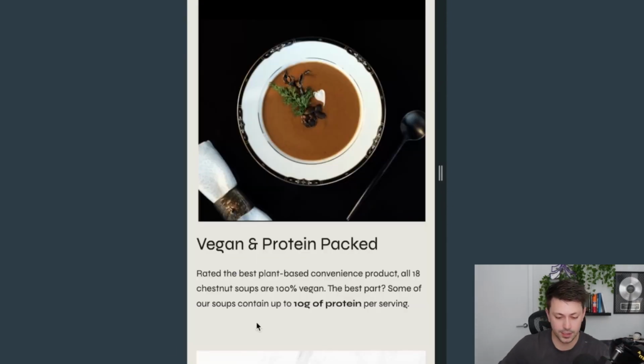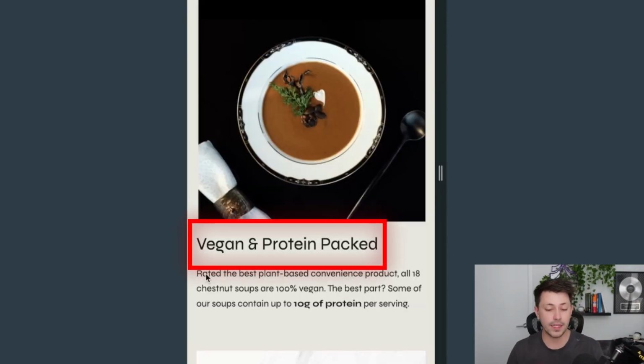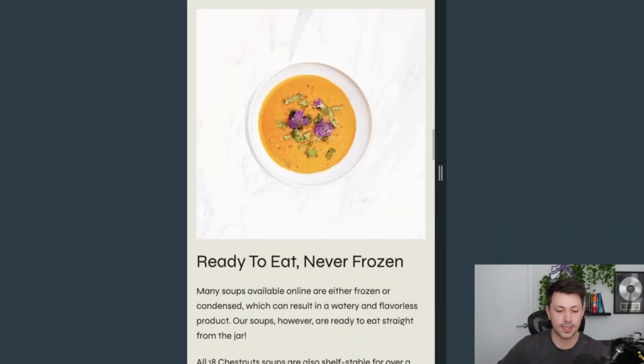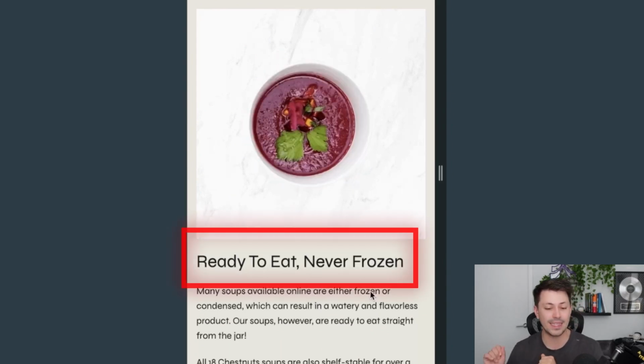And then the final two sections we have here, number one is the vegan and protein packed. Again, a lot of people that have digestive issues don't eat a lot of meat or they struggle to get protein. And so when you can have something that is nice and gentle on your stomach, but also packed with protein, that is incredibly valuable to this type of person. And then on top of that, down here, the next section is ready to eat and never frozen.